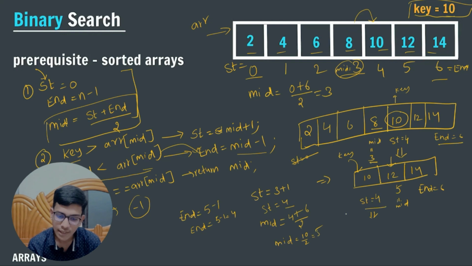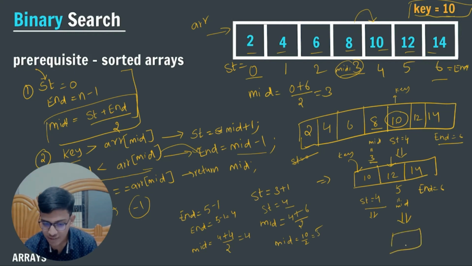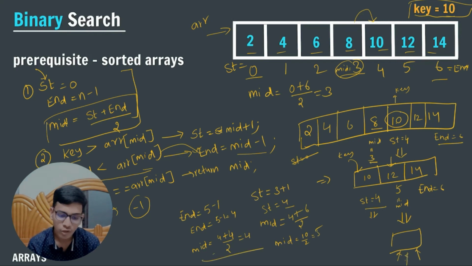After that, the value of start is 4, and now our mid will become start plus end, that is 4 plus 4 divided by 2. So my mid will become 4. Our array again gets shortened. Now this is my start, this is my end, and this is my mid. The value of mid is 4, end is 4, and start is 4. So what is the fourth index? That is 10. So this is our key, right? So we got our key. Finally, what is the value of mid? Mid value is 4. So we will return 4 to our user.